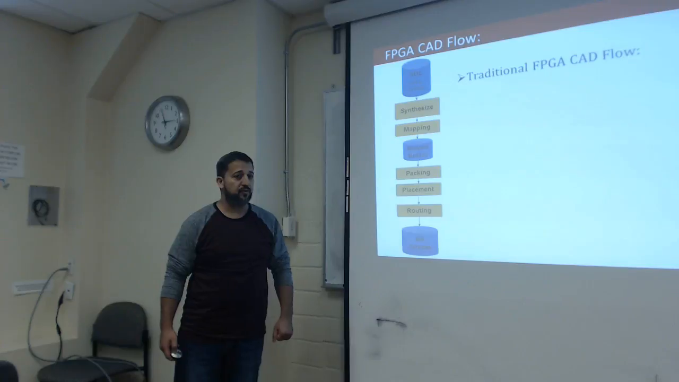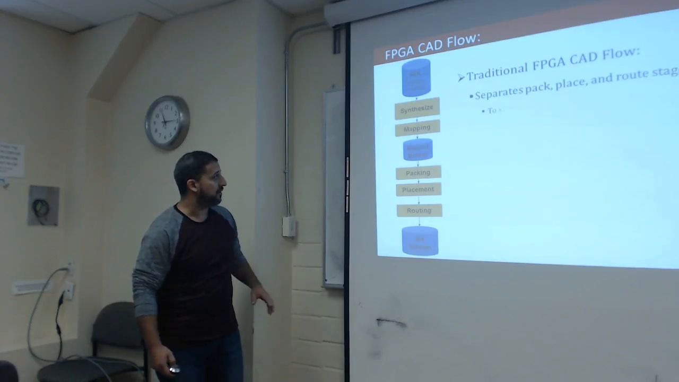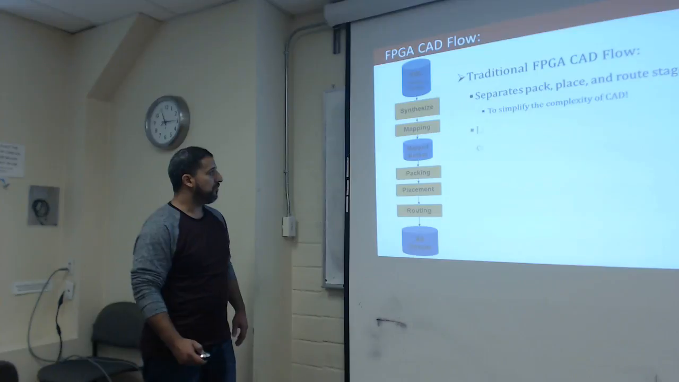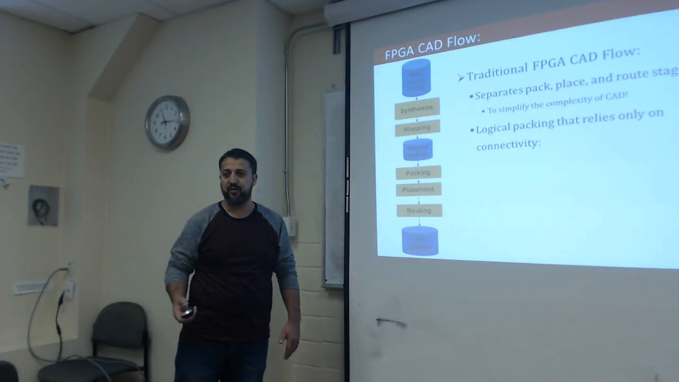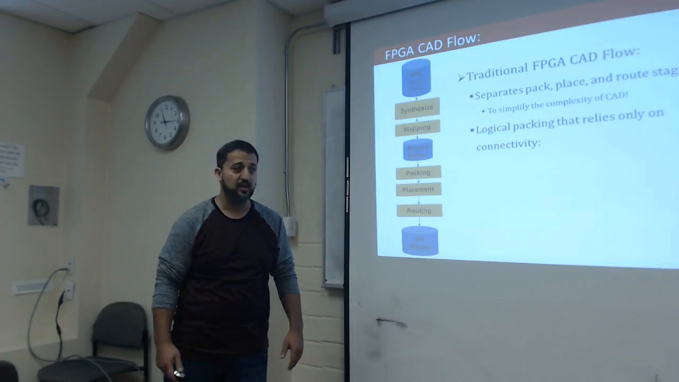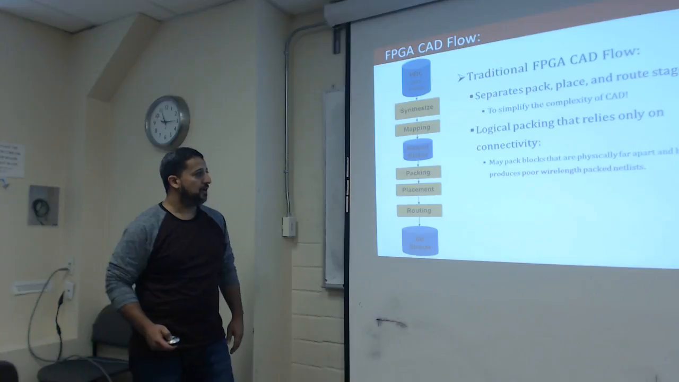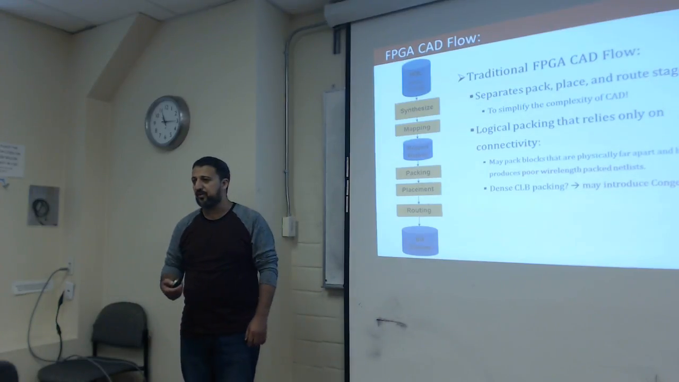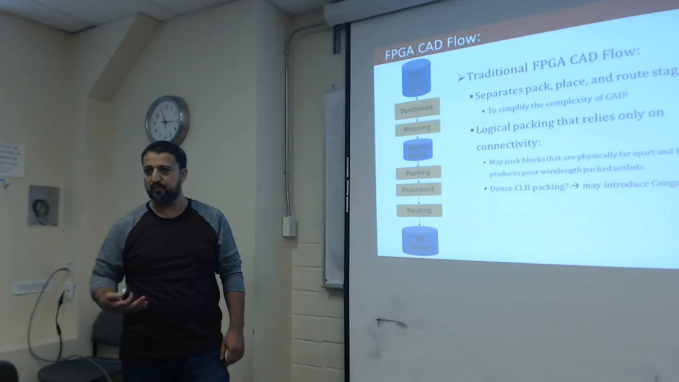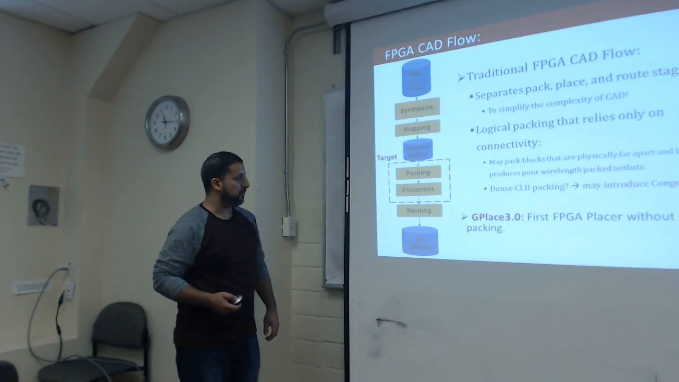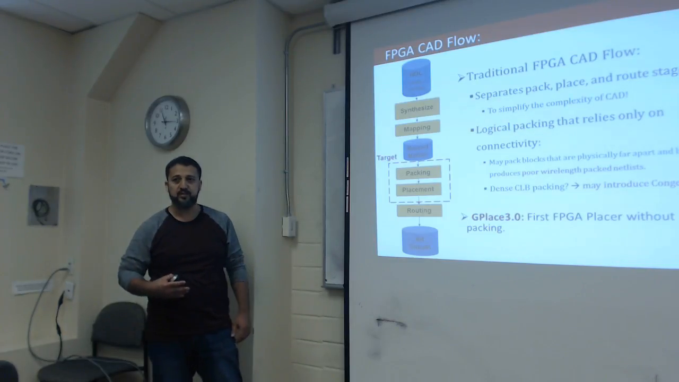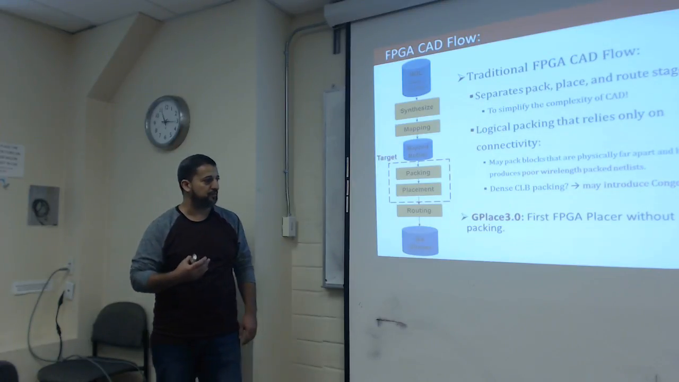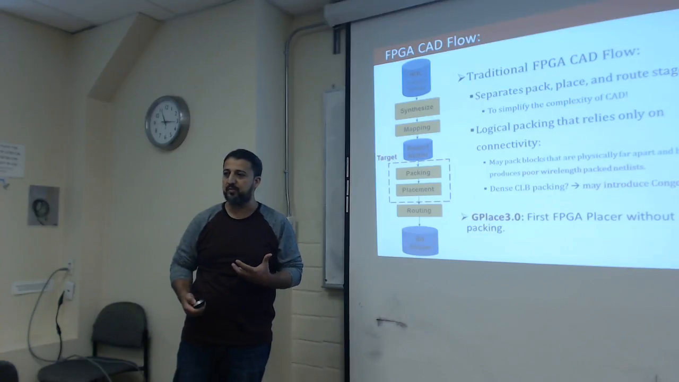The traditional FPGA CAD flow separates the back-end stages like packing, placement, and routing to simplify the complexity. However, doing logical packing without taking into consideration the physical locations of the LUTs may introduce a poor packed netlist that restricts the placement solution, and dense CLB packing may introduce congestion problems. So we introduced GPlace3.0, which simultaneously tackles packing and placement, dealing with the flat technology-mapped netlist and performing placement without an explicit packing stage.